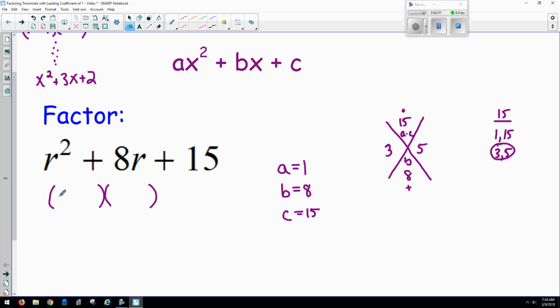And those are the numbers we're going to use to write our two binomials. So our first one is going to be x plus 3, and the second one is going to be x plus 5. Now, if we were to multiply all of this out, we would end up with this trinomial right here.